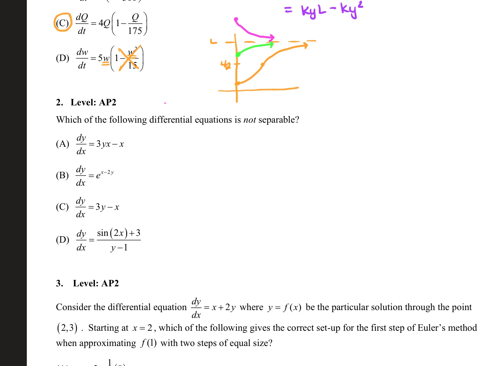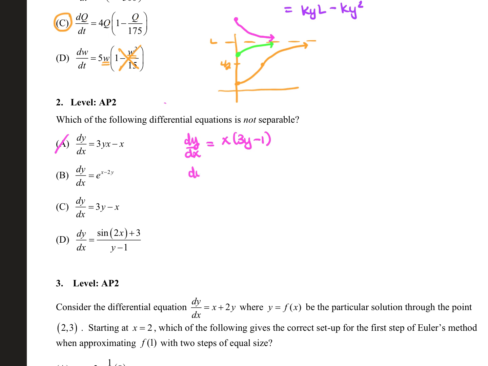Which of the following equations is not separable? Separable means I can get all my x's on one side and all my y's on one side. So looking at the first one, if I factor out an x, then we can separate that. So it's not that. Number B.